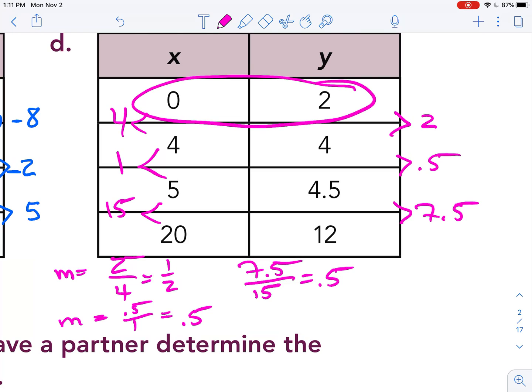And then I have my y-intercept. So y equals 0.5x plus 2. Or you could write it as, and this is how I prefer it.